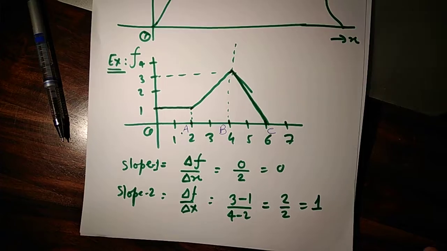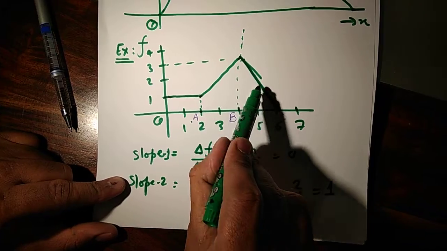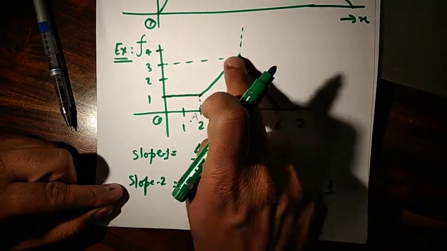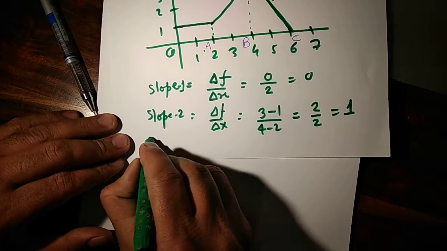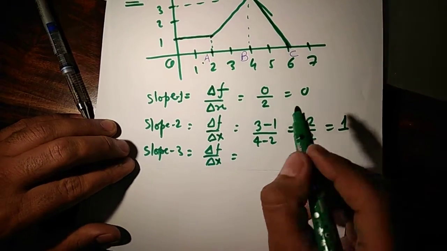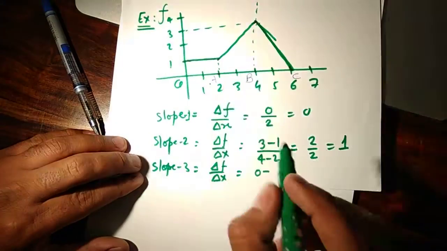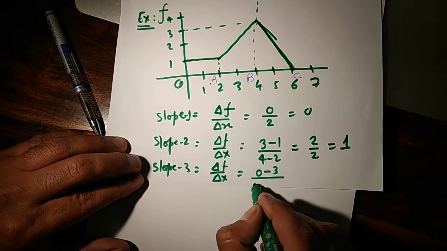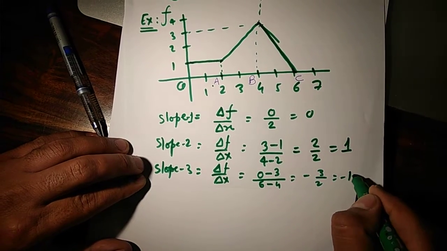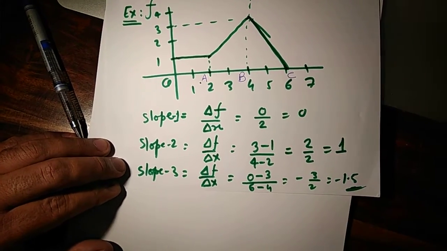And for this one, you know it will be a negative slope. You also see it is much steeper than this one, so you expect the value of the slope to be negative and also larger in magnitude than what you got here. Let's look at this. The function value goes from 3 to 0, over 6 minus 4. It's minus 3 over 2, which is minus 1.5. So as I said, it's steeper than this, but the value is negative.